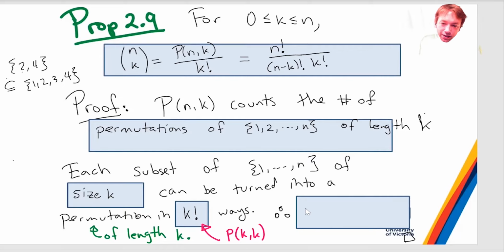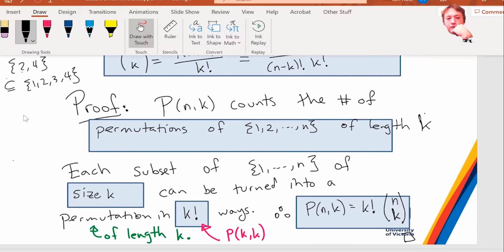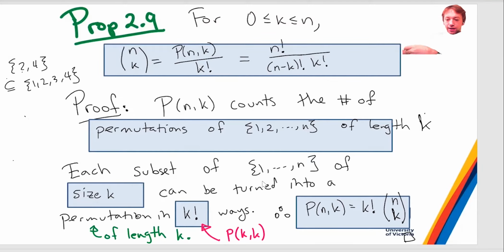So this actually proves that P(n,k) is equal to k factorial times n choose k. Because choosing a subset and then arranging that subset in one of the k factorial different ways is the same thing as choosing a permutation of length k, right? And the number of ways to choose a subset and then arrange it is on the right side. First you choose the subset, then you arrange it. Basically, this is the product rule going on.